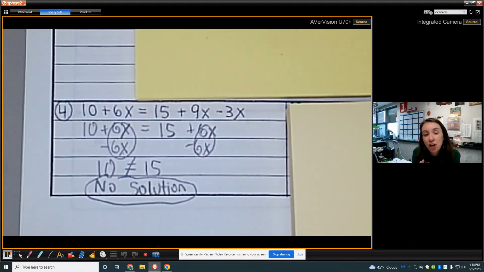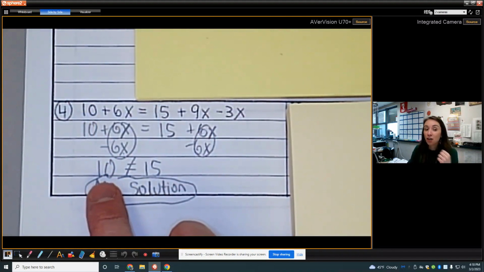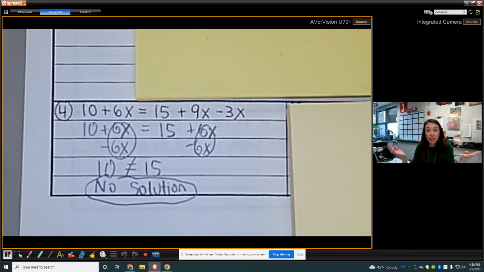What this means is there is no number that you can put in for the variable of x to make this side of the equal sign equivalent to this side of the equal sign. So whenever you are solving and you get down to something that looks like this, where there's something that's totally not equal to something else, you need to put down no solution.